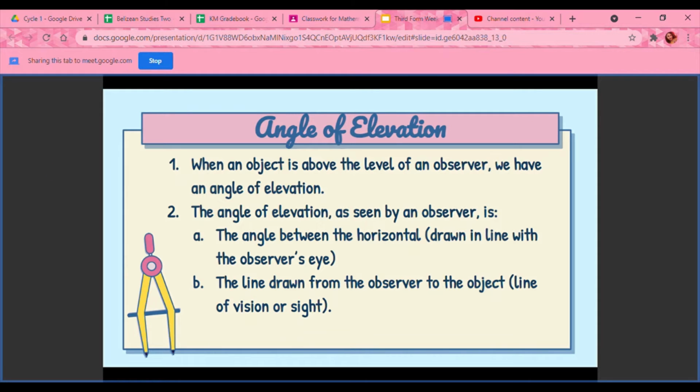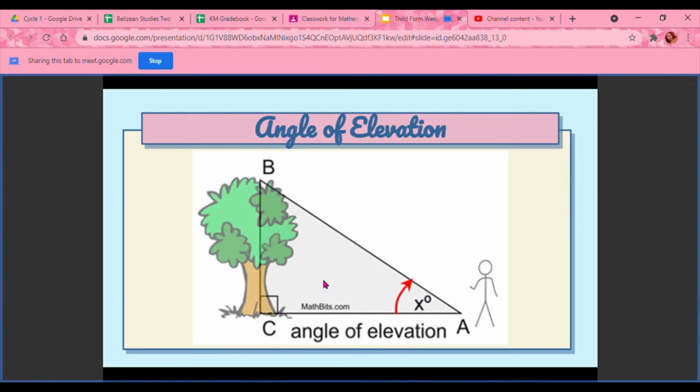An angle of elevation is when an object is above the level of an observer. We have an angle of elevation. So as I said, I am looking straight at something, then I look up. From me looking straight at something moving up, I am creating an angle of elevation. And an angle of elevation looks something like this. If I am standing here, there is something that I can look at directly across. But if I look at the top of a tree, then I am creating an angle of elevation. And the angle of elevation is right here.